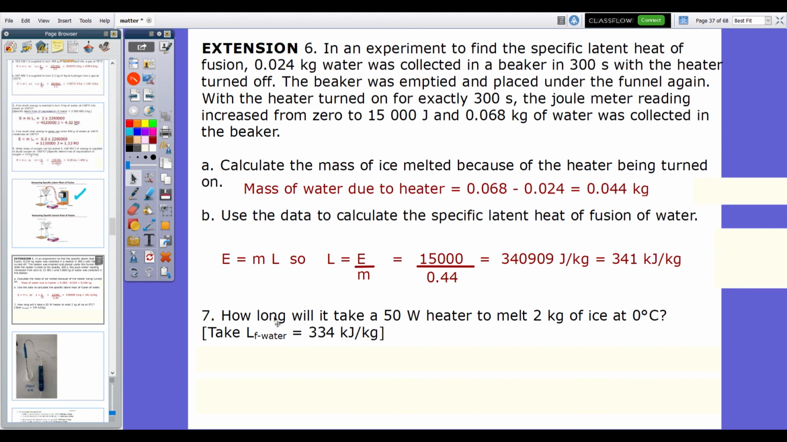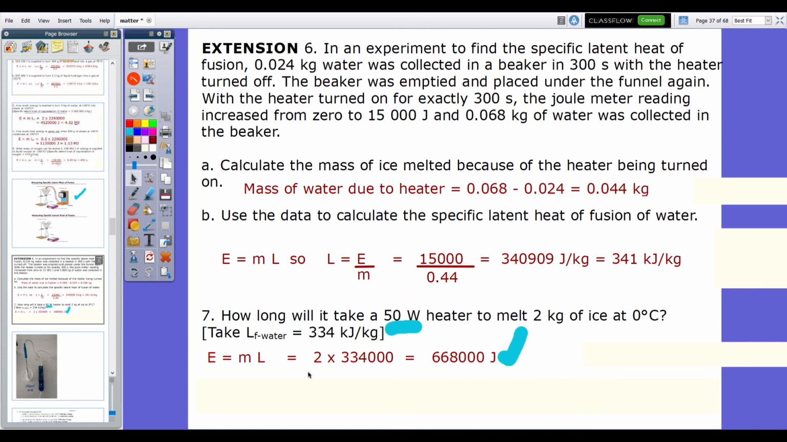So how long will it take a 50 watt heater to melt 2 kilograms of ice at 0 degrees C? Now here we've got the latent heat of fusion of water, 334 kilojoules per kilogram. So final question, E equals ml: 2 times 334,000, which gives us 668,000 joules. So now we've got the amount of energy, but we also need to find time. So we need a formula that has energy. Here we've got power. We've got a 50 watt heater, which is 50 joules per second.